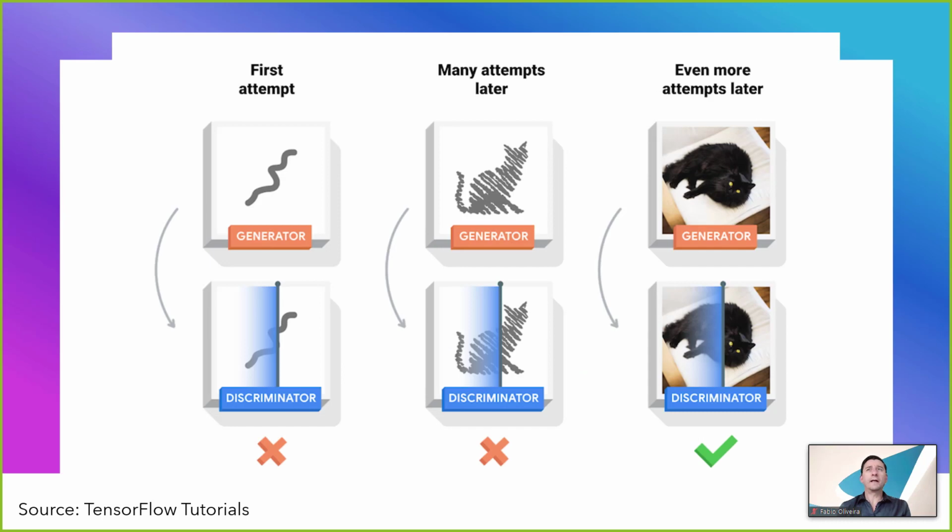During training, the generator progressively becomes better and better at creating images that look real, while the discriminator becomes better at telling them apart. The process reaches equilibrium when the discriminator can no longer distinguish real images from fakes.